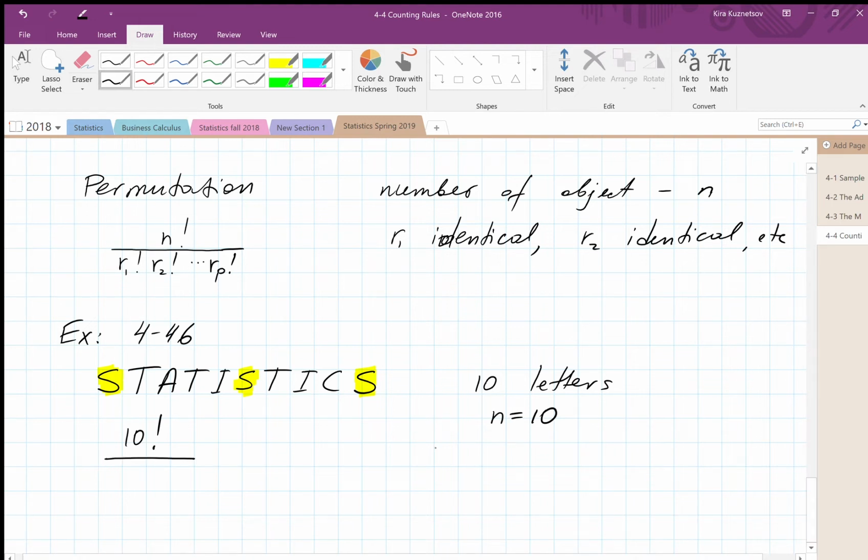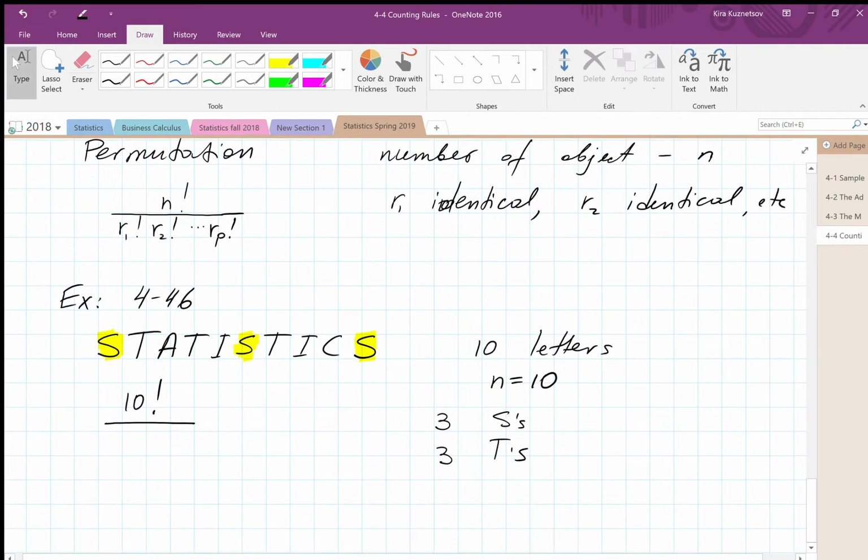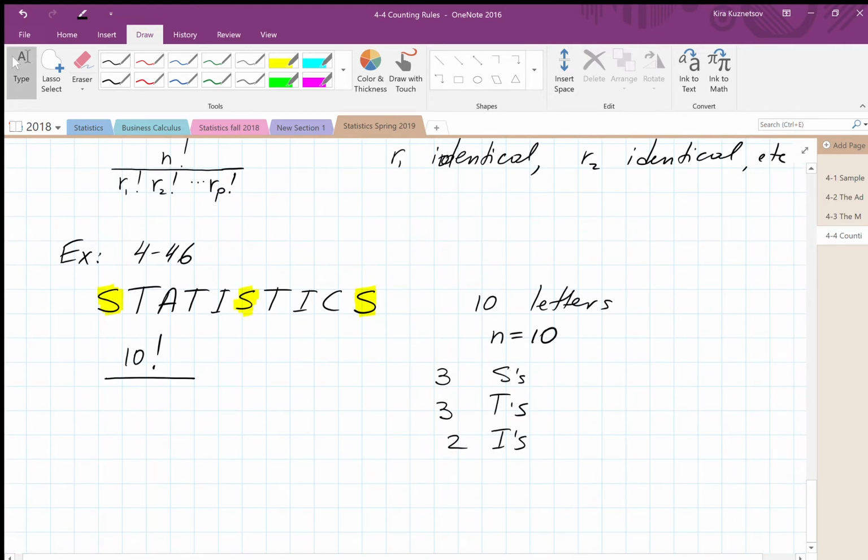So there are 3 S's, there are 3 T's, 1, 2, 3 T's, there are 2 I's. How about an A? There is 1 A and 1 C. Notice 3 plus 3 is 6, 6 plus 2 is 8, 9, 10. I have my 10 letters, as in everybody's accommodated for.